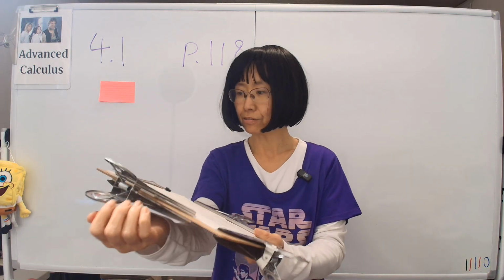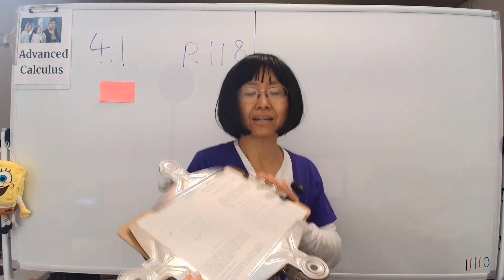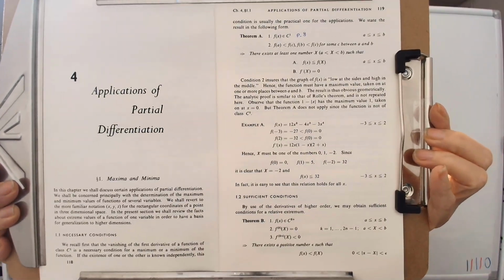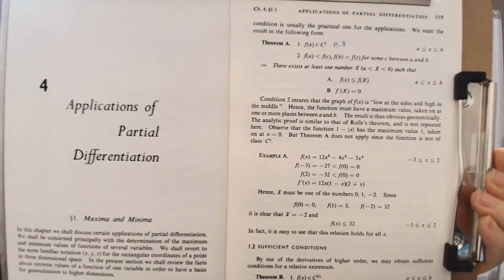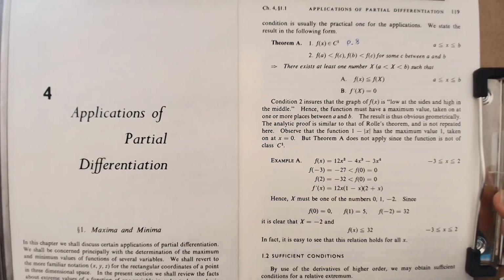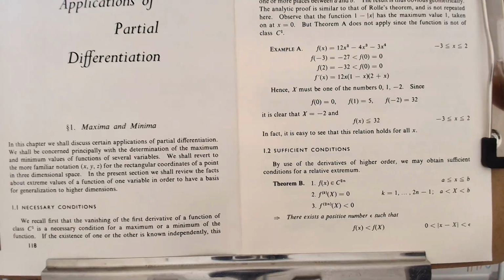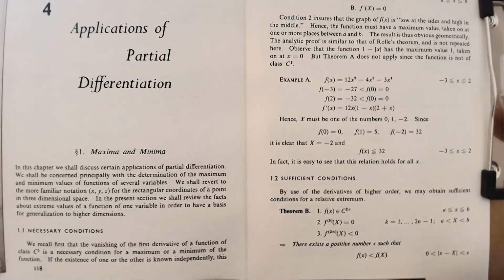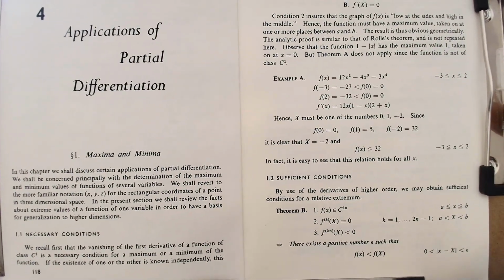Okay, chapter 4. Let me see how I'm going to hold this thing. Okay, pages 118 and 119, I believe. Let's keep this thing in the middle. Okay, that should be good enough. And a little bit closer on top, and a little bit closer on the bottom. All right.